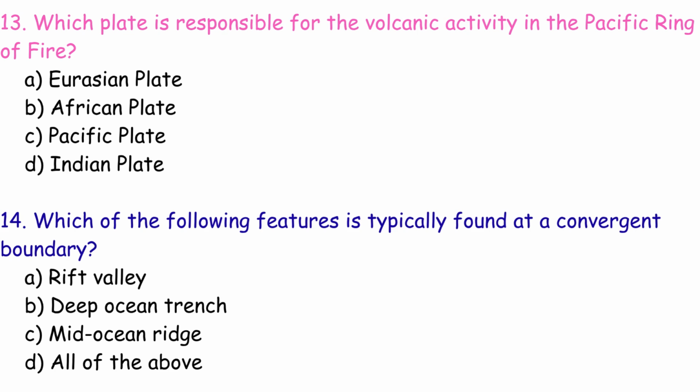13. Which plate is responsible for the volcanic activity in the Pacific Ring of Fire? A. Eurasian plate. B. African plate. C. Pacific plate. D. Indian plate. 14. Which of the following features is typically found at a convergent boundary? A. Rift valley. B. Deep ocean trench. C. Mid-ocean ridge. D. All of the above.